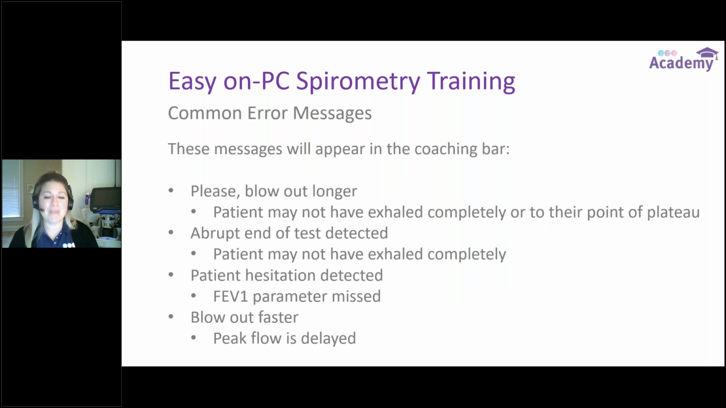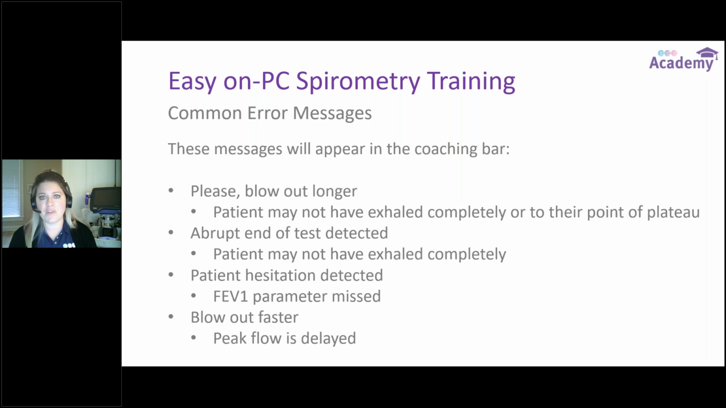So, common error messages. We tried to go through and pick out what we hear from our customers the most. So these are the 4 most common errors that can pop up in that coaching bar between trials. The first one, blow out longer. Your patient may not have exhaled completely to their point of plateau. The device still sensed that maybe there was some air coming out of their mouth. Next, an abrupt end of test detected. Patient will not have exhaled completely during this. We see this one a lot if a patient coughs in the middle of a maneuver. They cough, they take the device out of their mouth, and obviously that test was not carried out to completion. So you're going to get that abrupt end of test detected message.